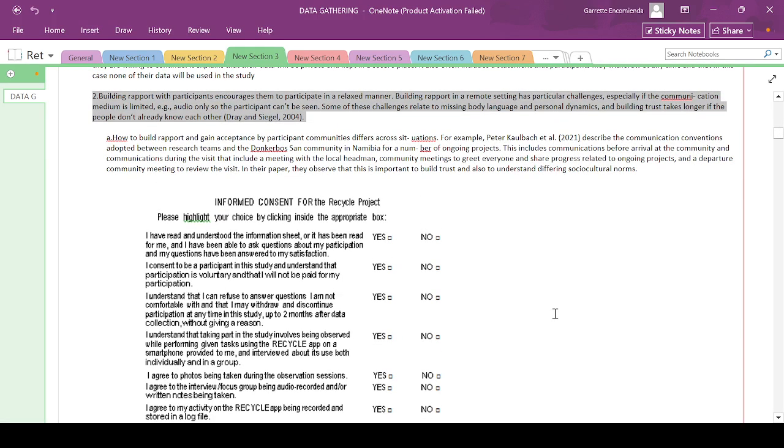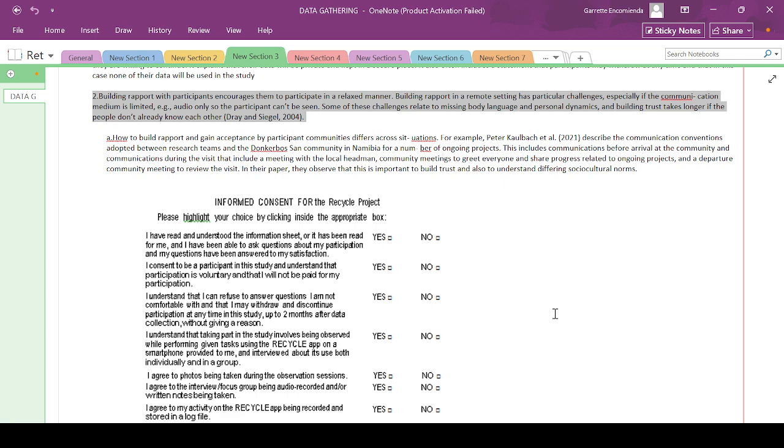Building rapport in a remote setting has particular challenges, especially if the communication medium is limited, like audio only, so the participants cannot be seen. Some of these challenges relate to missing body language and personal dynamics, and building trust takes longer if the people don't already know each other.